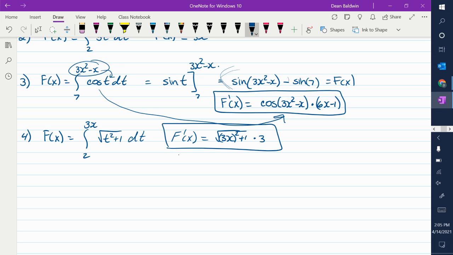That's all you need to be able to do. What if I said find f double prime? We're not going to do it for this one because it's going to turn into a gong show. But what if I said find f double prime? What would you do then? Just take the derivative of this. Okay? Everybody good with that?